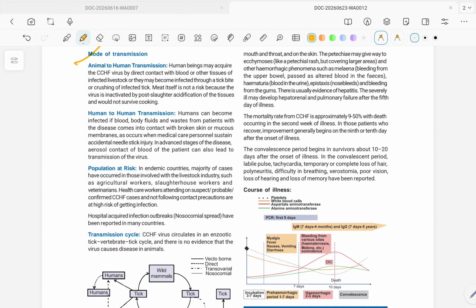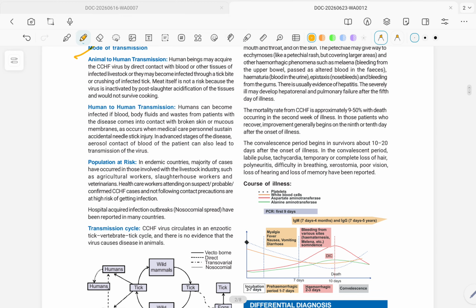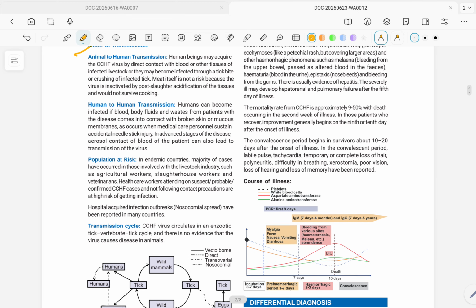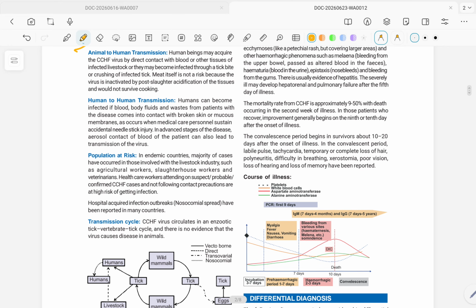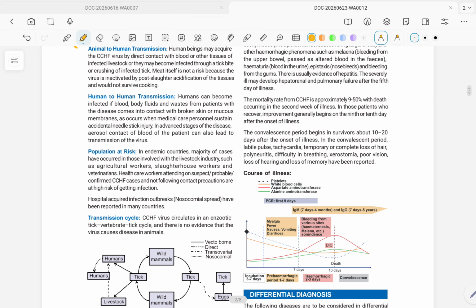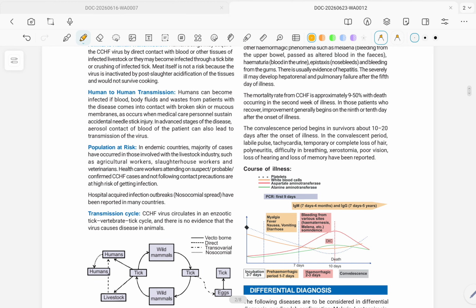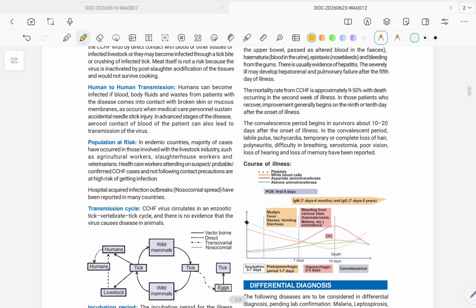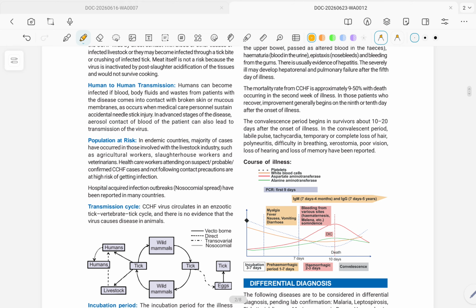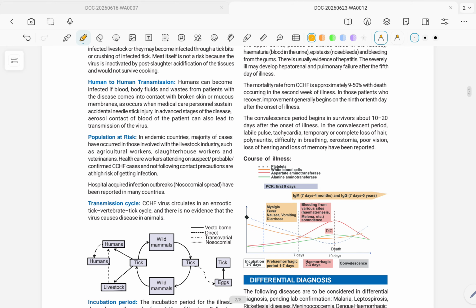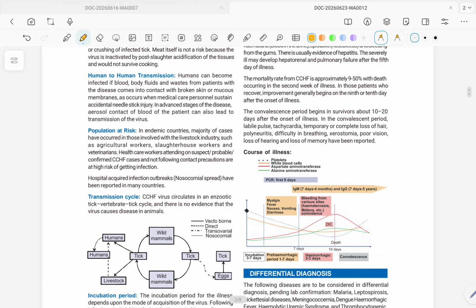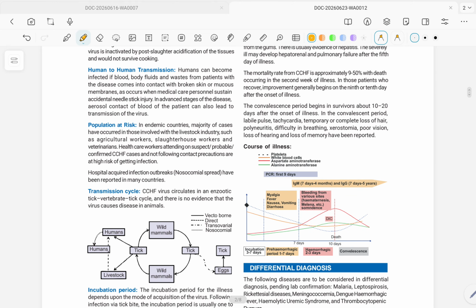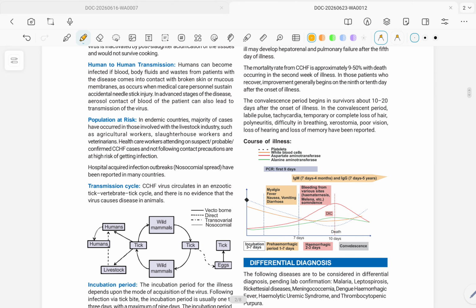Humans can become infected if blood, body fluids, and washes from a patient with the disease come into contact with broken skin or mucous membrane, as occurs when medical care personnel sustain accidental needle stick injury. In advanced stage of the disease, aerosol contact of blood of the patient can also lead to transmission of the virus.